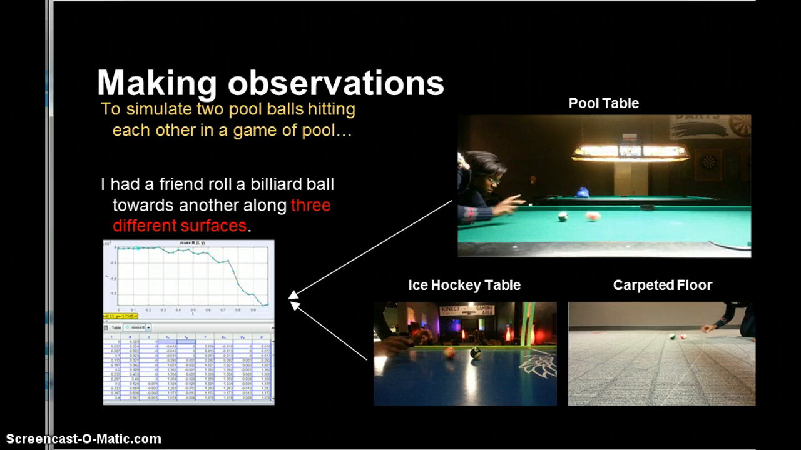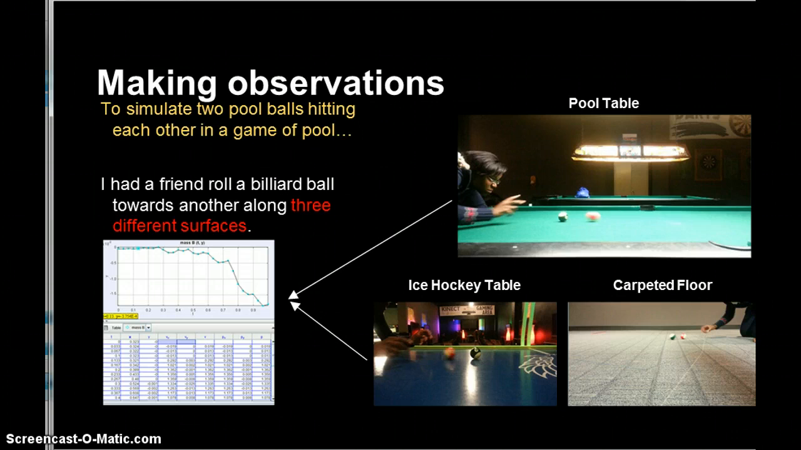In order to come up with these conclusions, I first simulated the collision of two pool balls in a game of pool. I had a friend roll one ball towards another ball at rest through an approximately straight line. I repeated this simulation on 3 different surfaces of different textures. These included a pool table, an ice hockey table, and a carpeted floor. I then imported the videos into Tracker to record measurements of the observations.